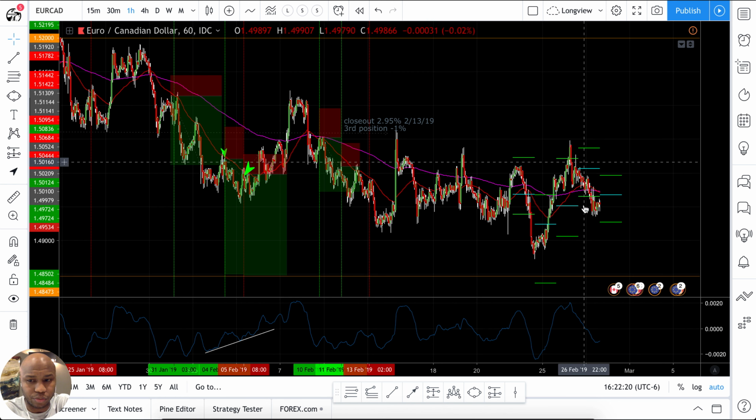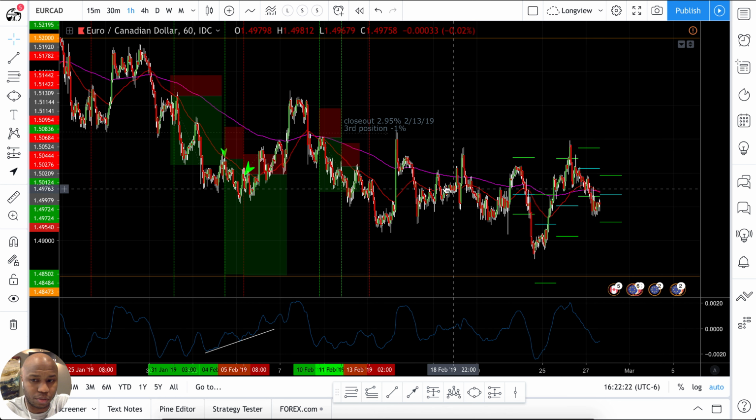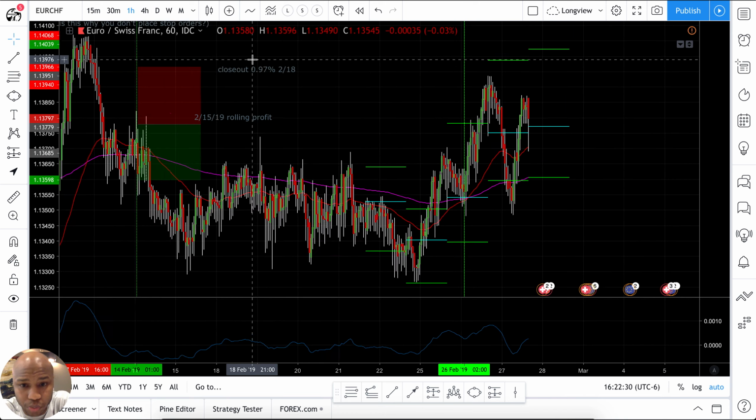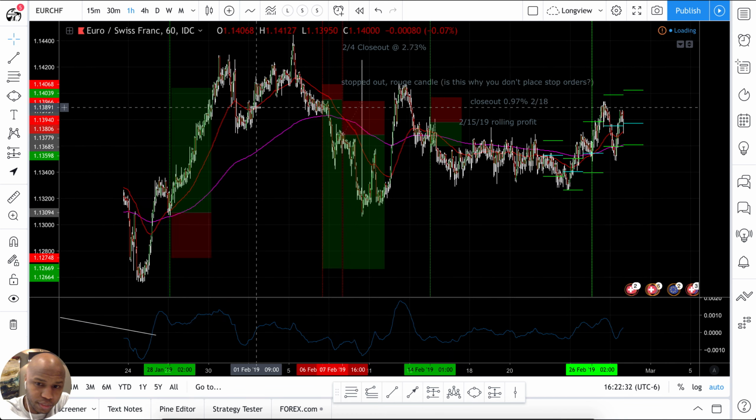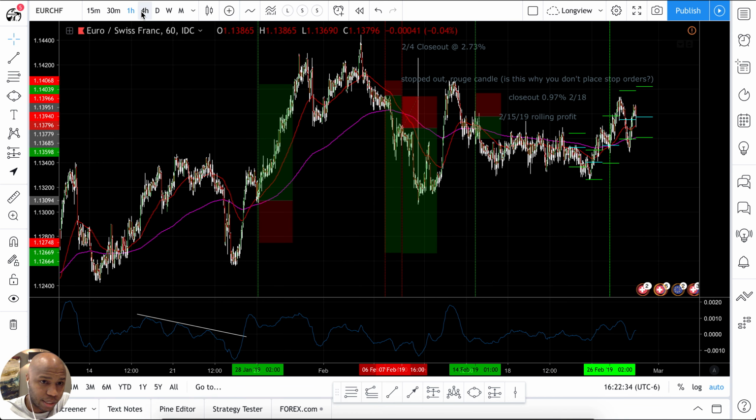Right here, I don't feel confident in either direction that I would pick, to be fair, especially for a significant move. And we're looking for significant moves most of the time. Same situation here, Euro CHF.